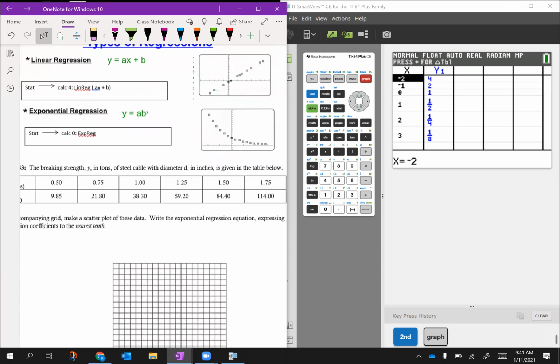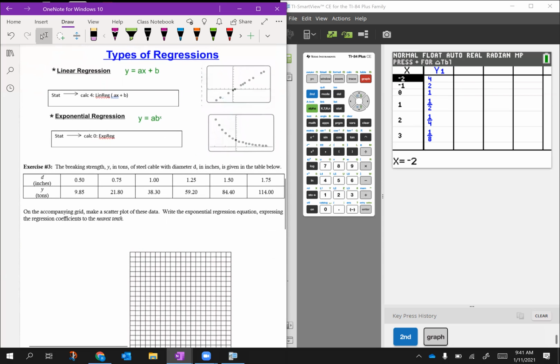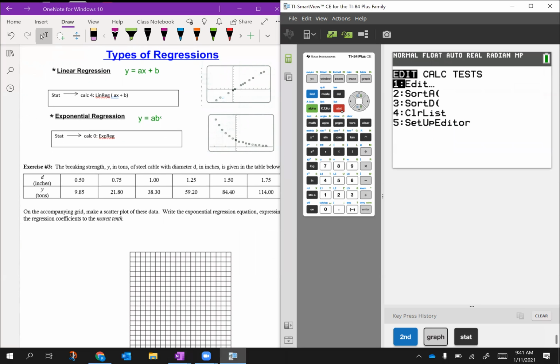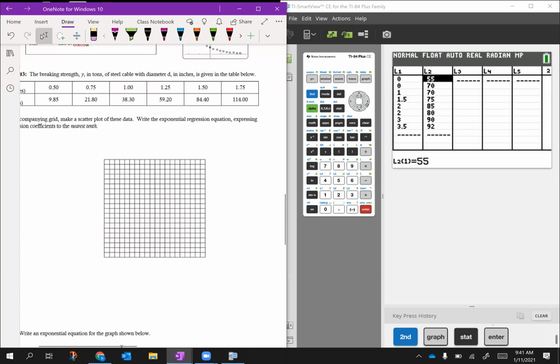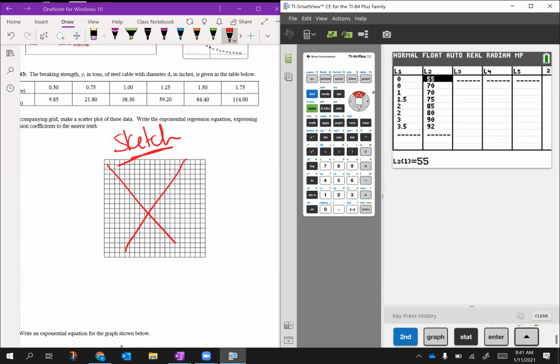The breaking strength, Y in tons of a steel cable with diameter D in inches is given in the table below. So what we want to do is take a look at this. So we're going to hit stat, edit. We're going to type in the data. We're just going to do a sketch here. So we're going to cross this out and we're just going to do a sketch. So clear out list 1 and clear out list 2.